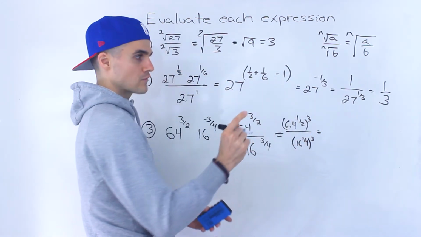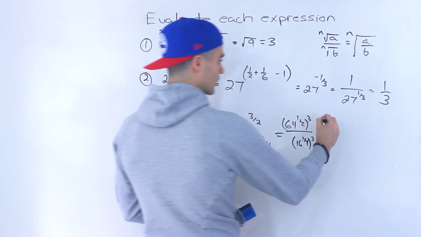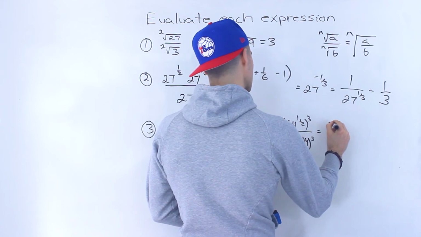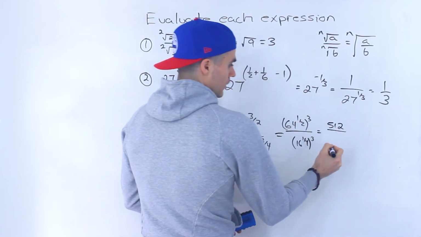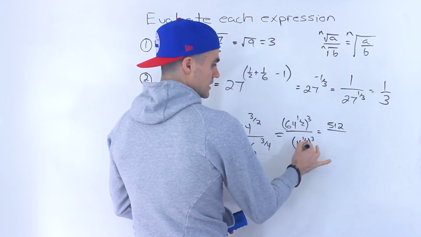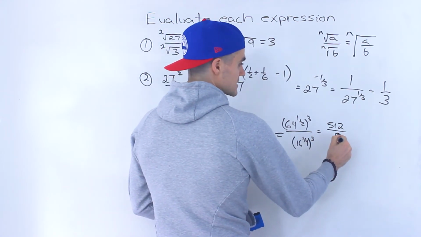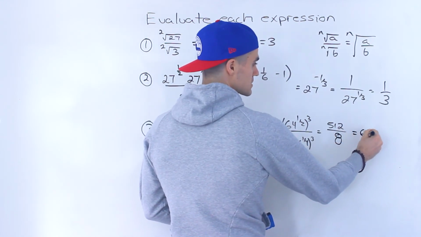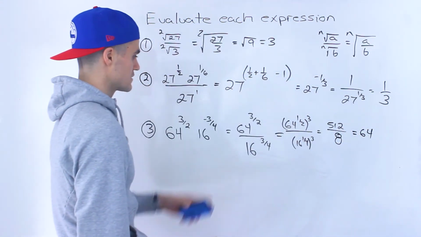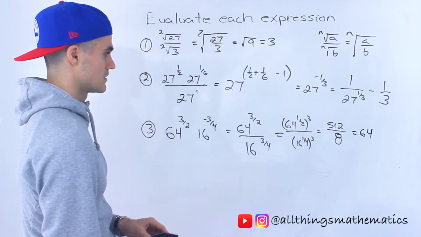Now, 64 to the power of a half is 8, to the power of 3 would give us 512. All over 16 to the power of 1 over 4, which is 2, to the power of 3 is 8. And then 512 divided by 8 would give us 64, like that. So that's the final answer to this.